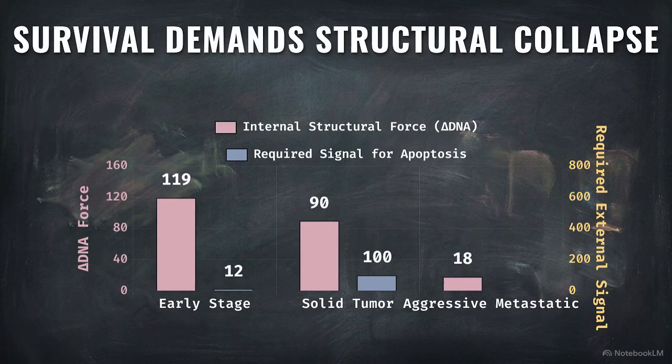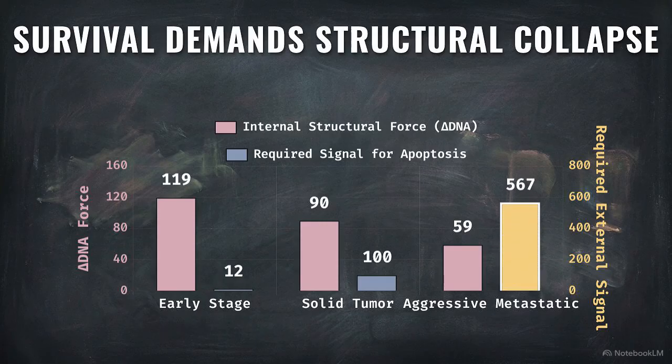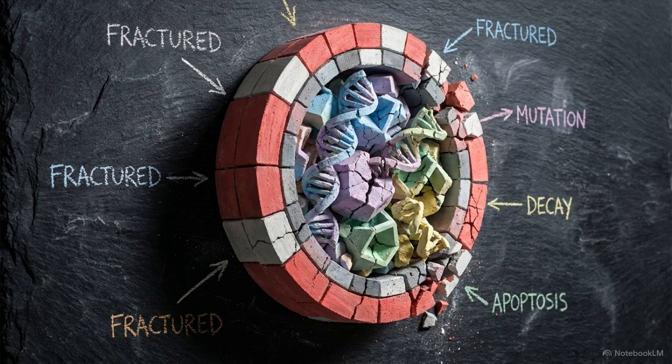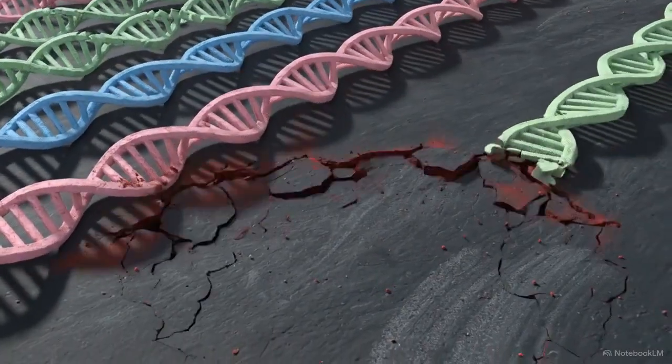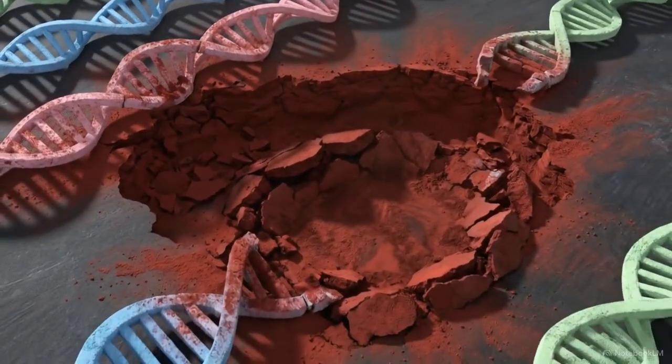Notice the internal DNA base force values. To maintain extreme resistance, the tumor trades structural integrity for survival, cutting the internal structural force from 119 to 59. Concurrently, the external force required to trigger an apoptosis signal explodes, rising from 12 up to 600. In order for a tumor to achieve near-total apoptosis resistance, it must decay its own internal architecture. This structural sacrifice creates highly unstable, deeply targetable points within the genetic sequence, mathematically identified as weak islands.